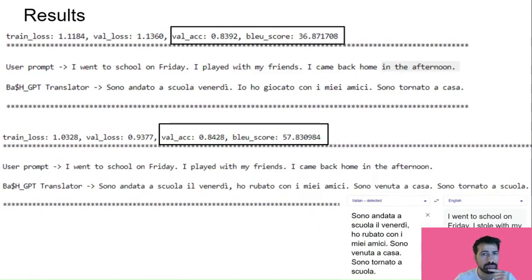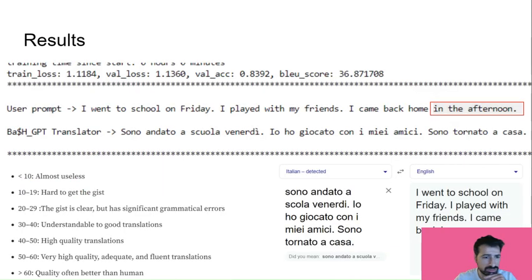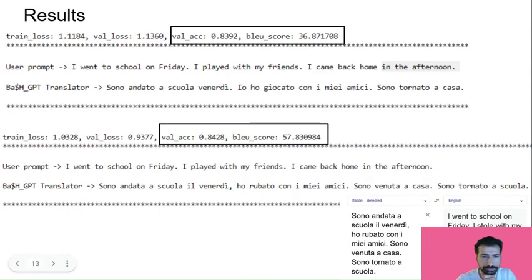In this example, the validation accuracy is even larger, and so this one here at the top is the one you saw on the previous slide, and this second one is where I got a better BLEU score. So the BLEU score here was 57, and if I go back, 57 means what? Very high quality, adequate, and fluent translation. So I was like, yay, that's amazing.